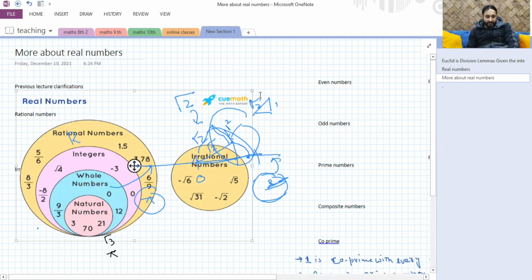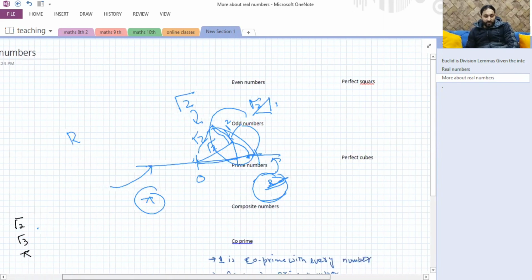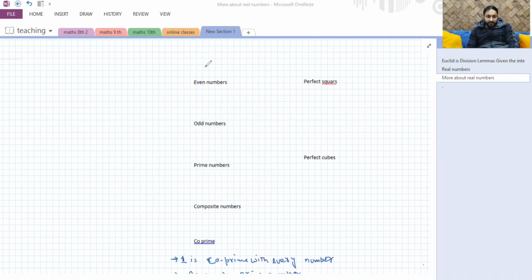Let's take it back. There were some other numbers. There was limited time the previous day, that's why we didn't take those numbers. Even numbers are those numbers which are divisible by 2. Odd numbers are those numbers which are not divisible by 2. Numbers like 2, 4, 6 are even numbers, numbers like 1, 3, 5, 7 are odd numbers.